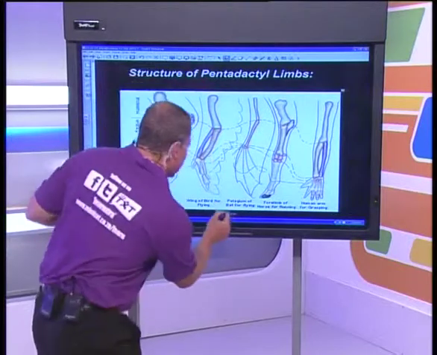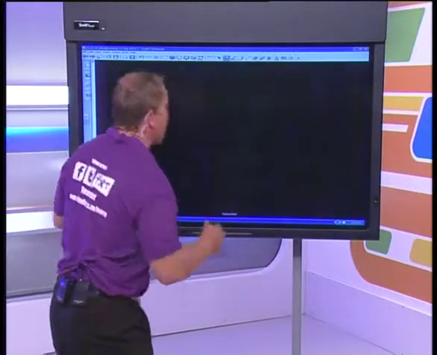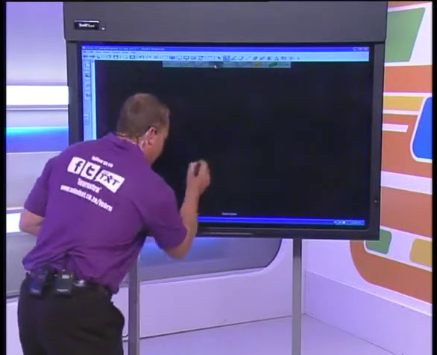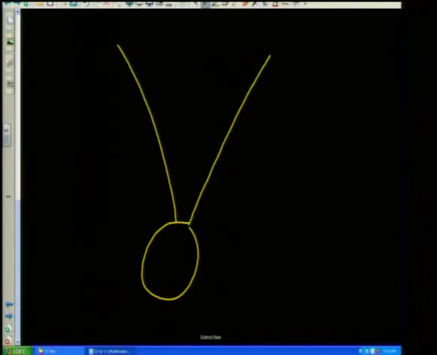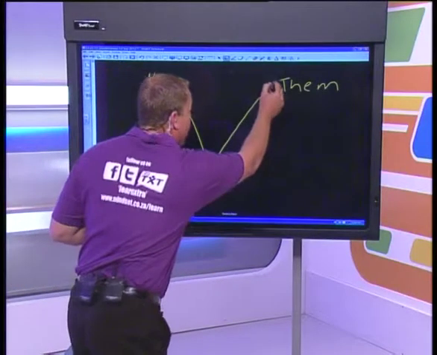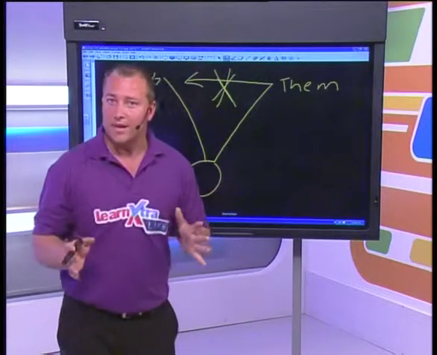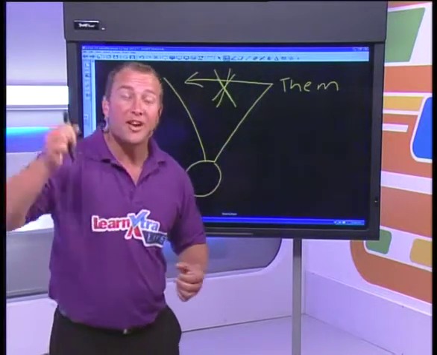So if I had to extend this and explain to you what I mean, if I just took that, that is our similar ancestor. We come from the same ancestor. So that is us and that is them. That is the apes, that is us. Similar ancestor. We don't come from them. That's wrong. That does not work. Forget about that. Do you get what I'm trying to say? We don't come from them.